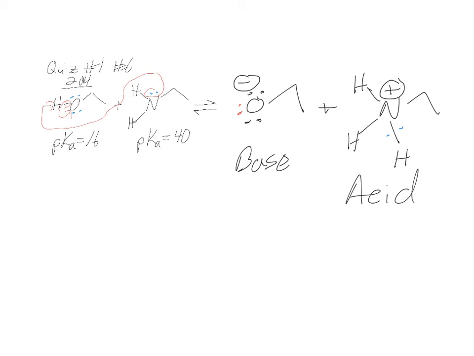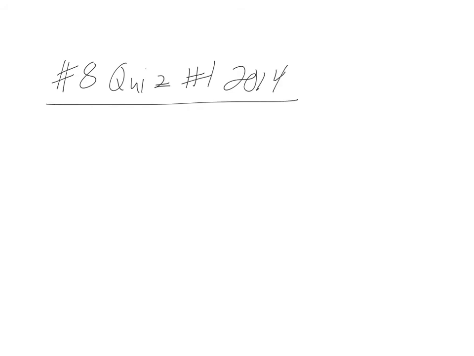So charge is kind of the fifth thing that affects acid-base reactivity, right? We've learned about electronegativity, size, hybridization. We're going to talk about resonance after the quiz tomorrow. And then charge, which we kind of know already how that affects reactivity. So this is number 8, quiz number 1, 2014. I haven't really got to this yet, but I will.